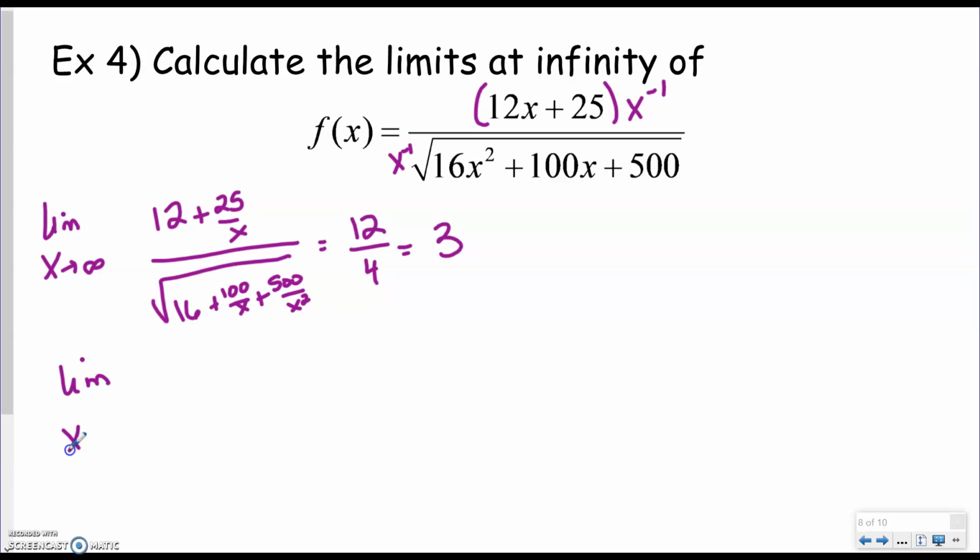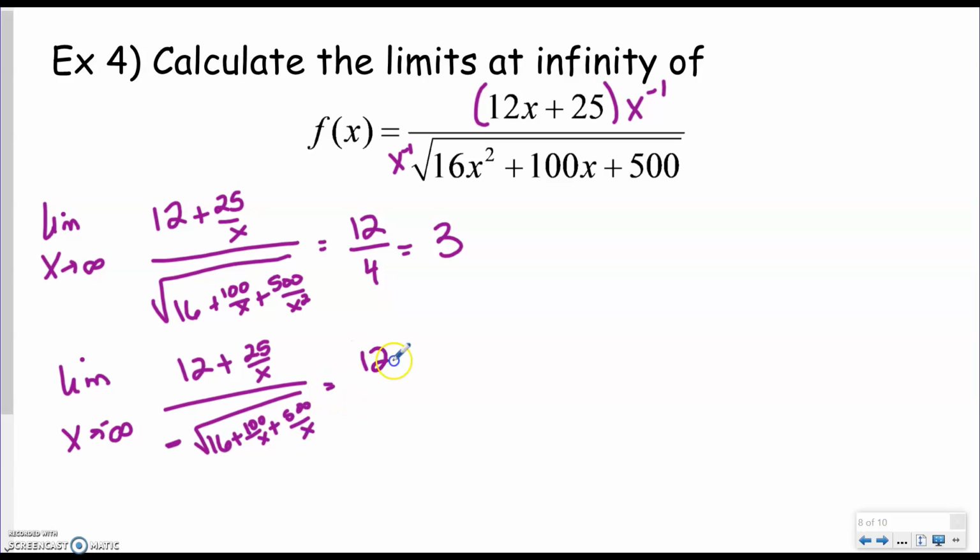When x is negative, though, we're going to have something different. And that's going to be this negative here, so negative infinity. So 16 plus 100 over x plus 500 over x squared. The only thing that's going to change is because the x is negative here, we are going to have a negative 4, which simplifies to negative 3.